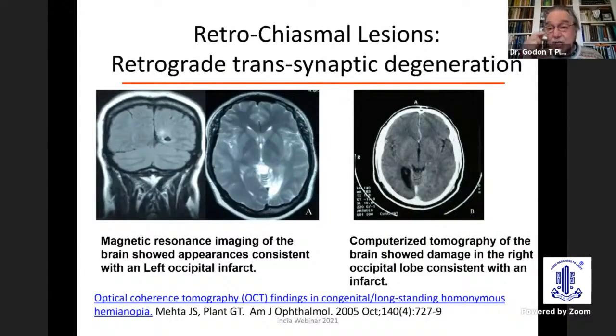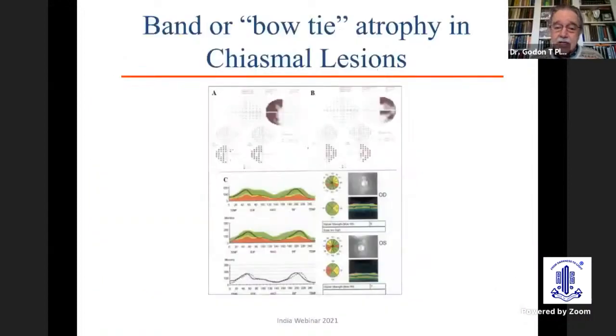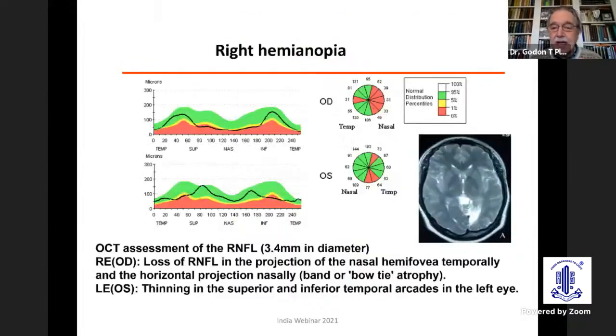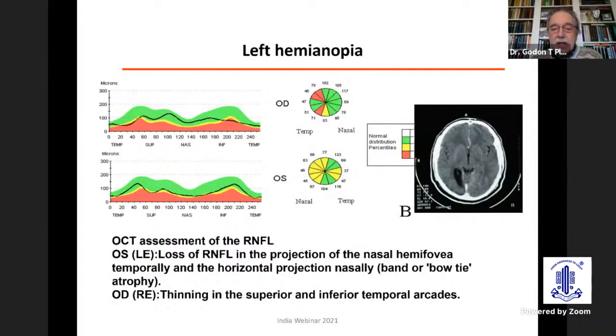So initially we took cases with very long-standing lesions, possibly congenital, and showed that with OCT, very difficult clinically, this type of band atrophy that you see with chiasmal lesions, you can see in the eye with the temporal hemianopia, and can detect this very easily on OCT. So there's a right hemianopia, here's a left hemianopia with band atrophy.